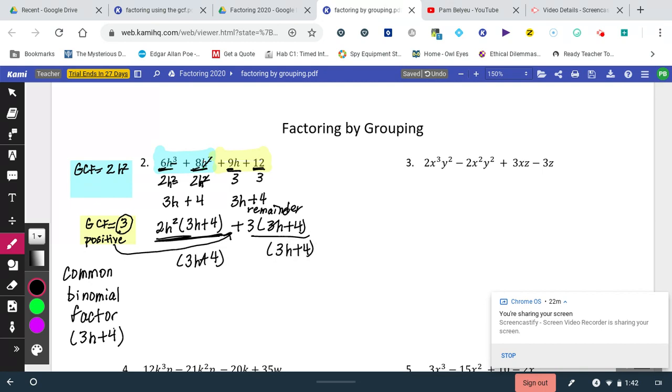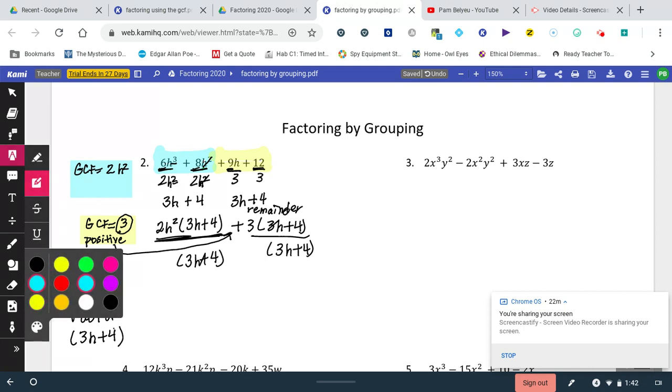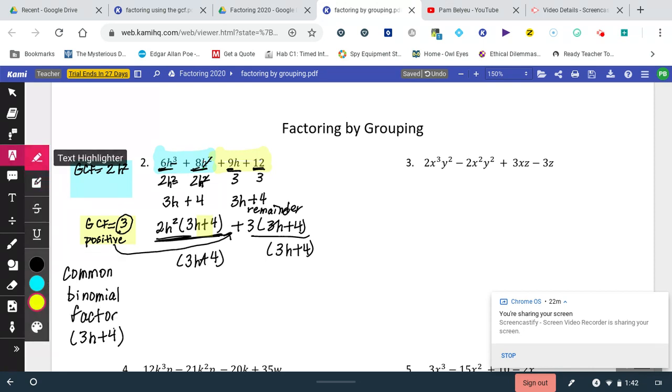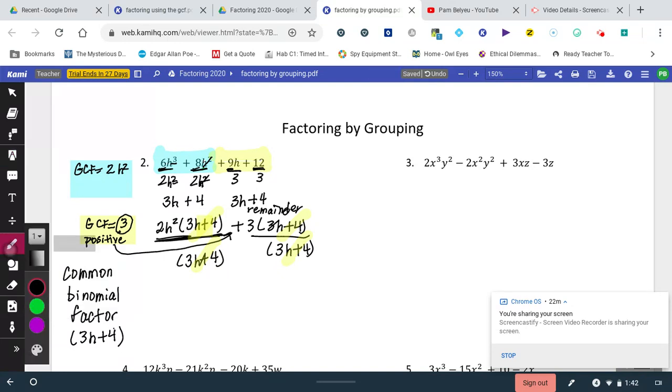I was going to erase that arrow. And then I'm just going to cancel. This cancels with that. And this cancels with that. Those two binomial factors cancel. And I'm left with, as a remainder, 2h squared plus 3. That's my remainder.